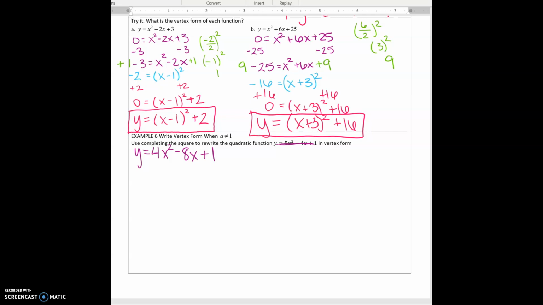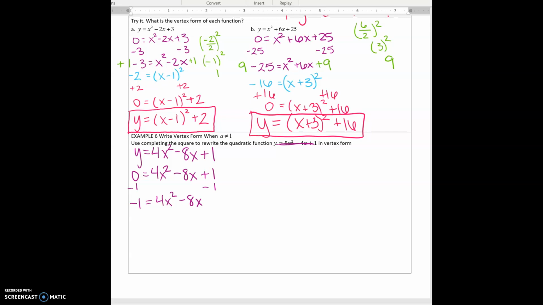So first we're going to go ahead and write it in the correct form by getting rid of the y first. Okay, and now I'm going to go ahead and move the 1 over for now. And so now we have -1 equals 4x squared minus 8x, and this is where we normally would start doing the b divided by 2 squared.